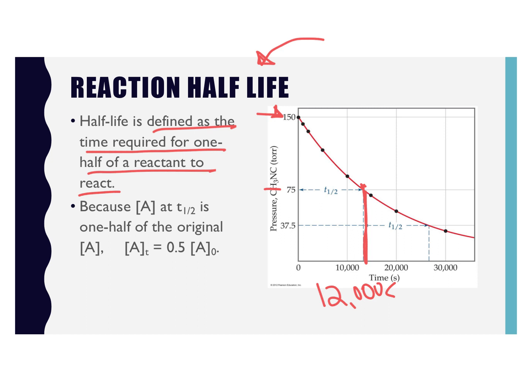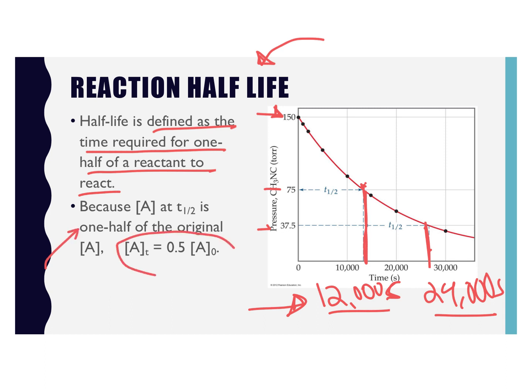So if I start at 75, and I wait for it to react half as much again, down to 37.5, and I look at that time, you'll notice that's 24,000 seconds. Or in other words, every single time that we have half as much react, 12,000 seconds goes by. So that 12,000 seconds would be our half-life. Because the concentration of A at the half-life is 1/2 of the original concentration, we can say that the concentration at the half-life is 1/2 of the initial concentration.